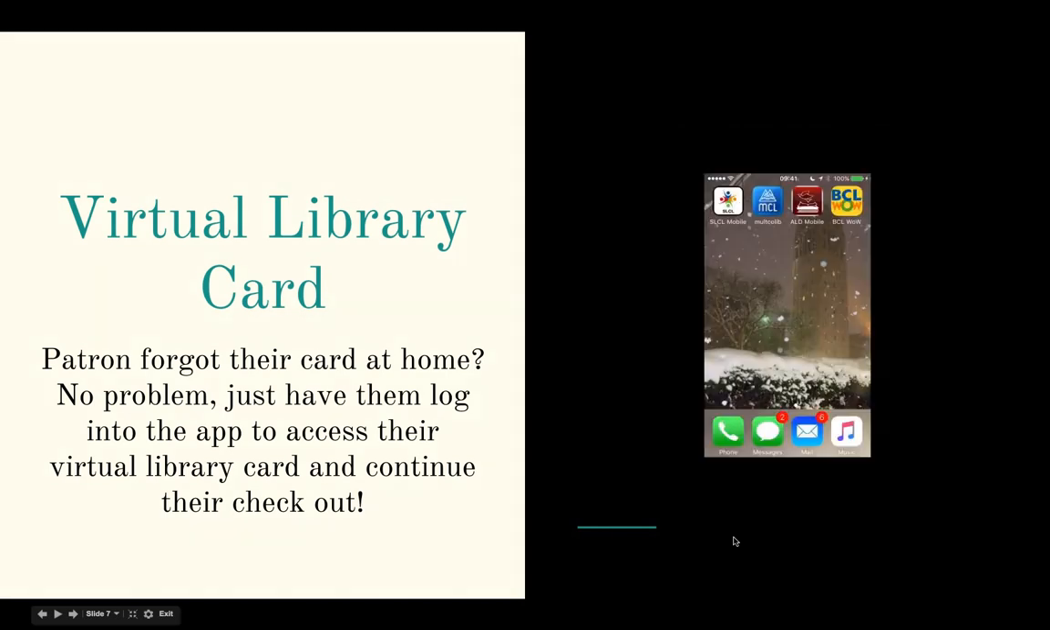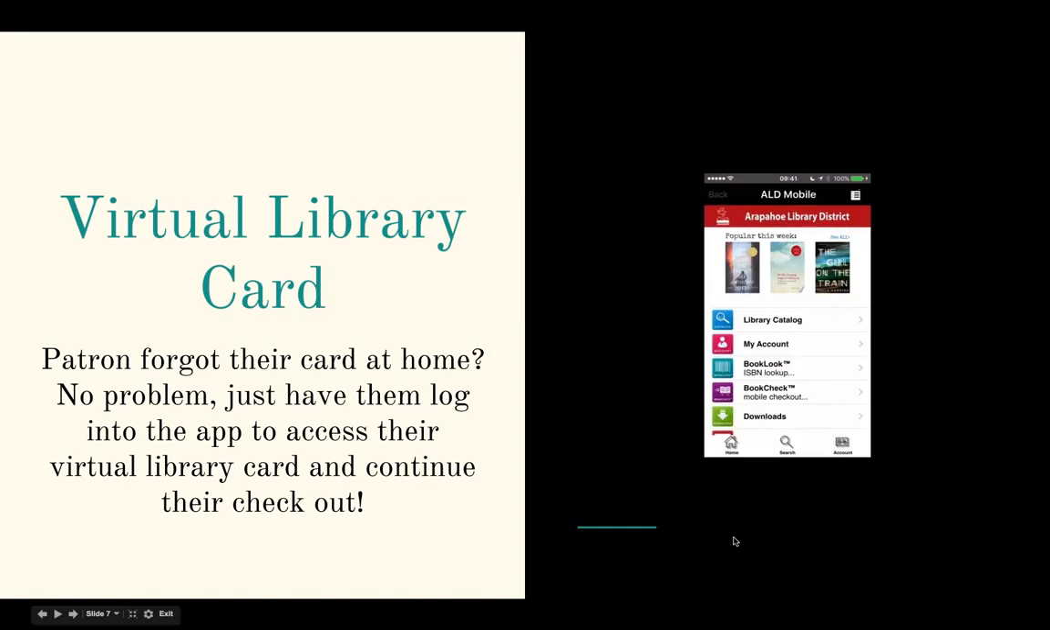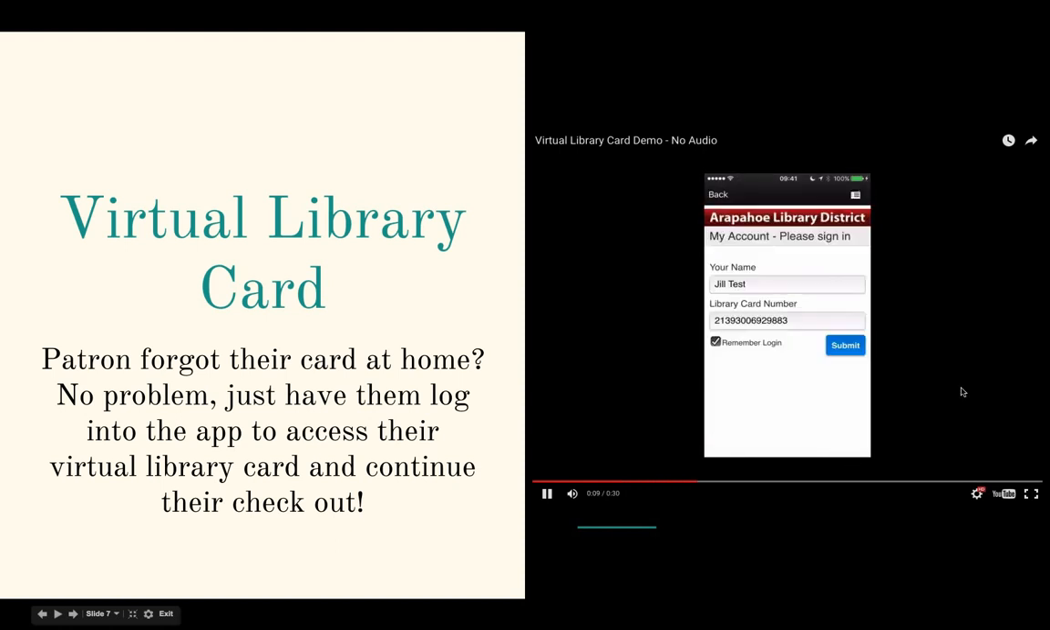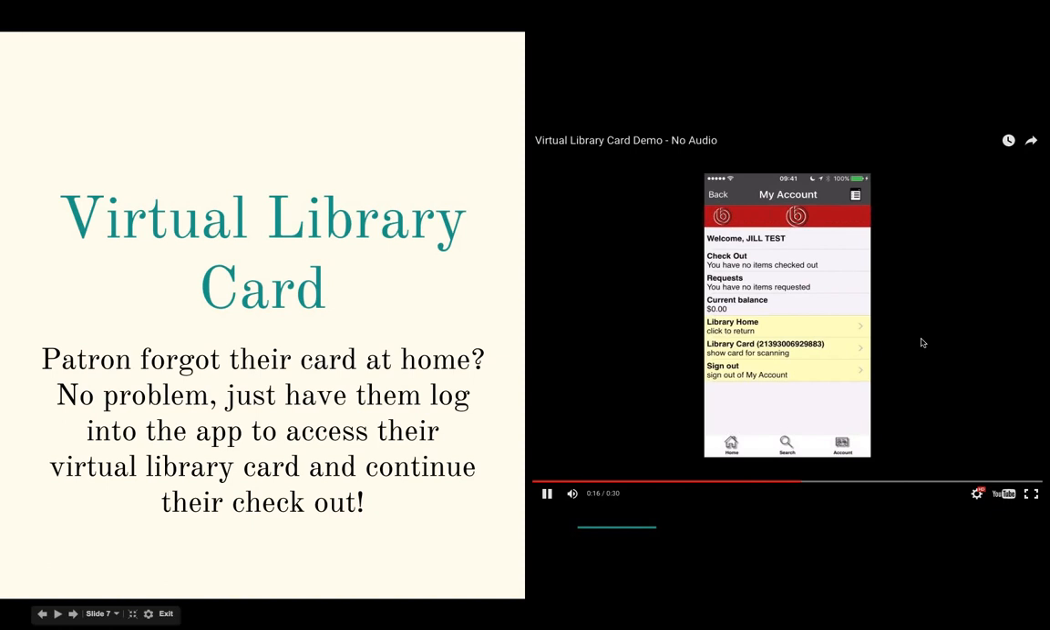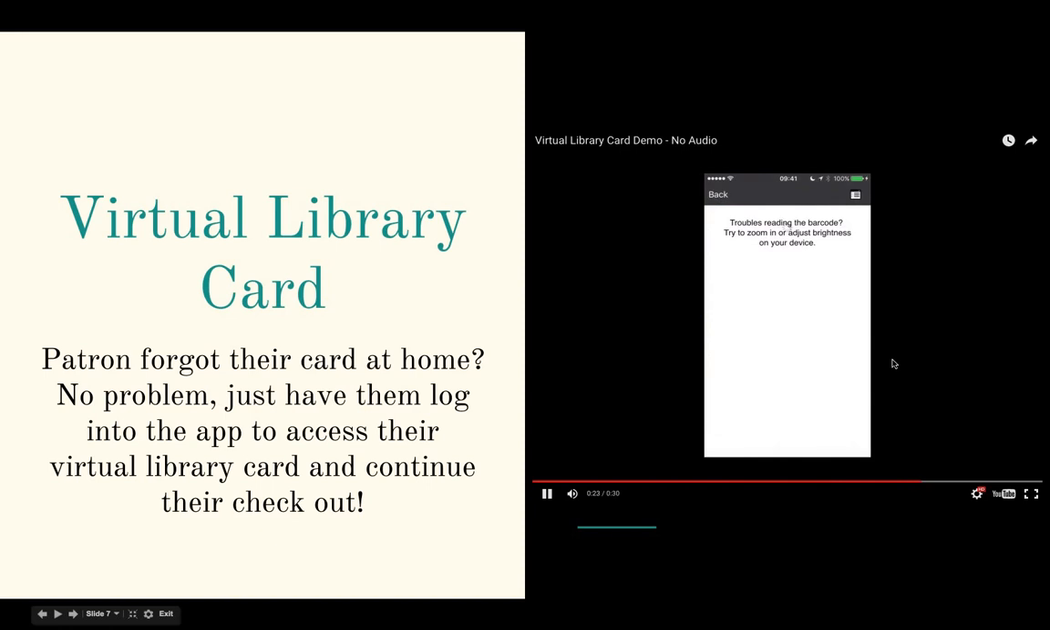So let me just do a quick video here. This is in the Arapahoe Library District mobile app. I'm going to click here on my account, but I could have also clicked down here at the my account button in the bottom nav bar. Go ahead and click submit after I have all my loaded test credentials in there. And then you click right here on the library card and it'll automatically begin creating that barcode for you.